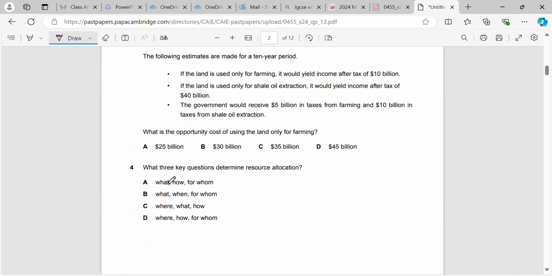Okay, what are the 3 questions that determine resource allocation? That's what to make, how to make, and for whom to make it for. If you need to recap on them, I don't need to go through the other questions, they're very specific. They're all included in the Unit 1 Basic Economic Problem slides.